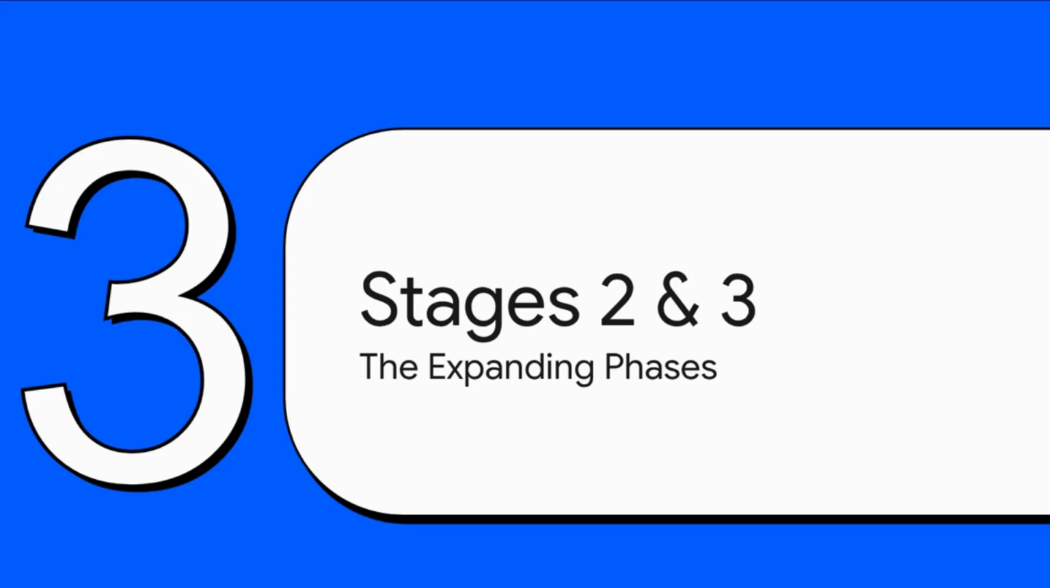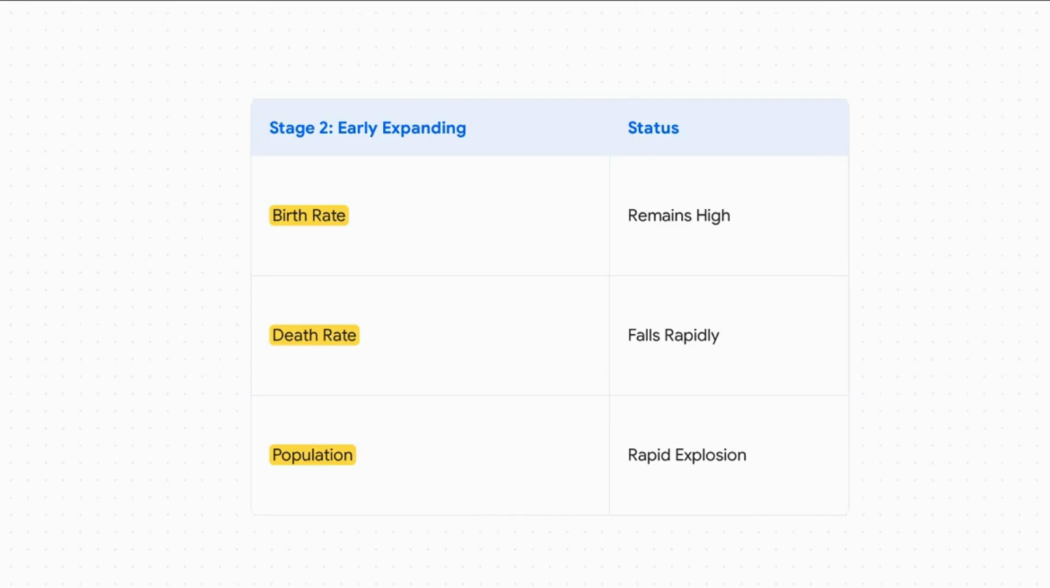Okay, now we're getting to the most dramatic part of the whole cycle, the expanding phases. This is where everything starts to change, and fast. So in stage 2, something huge happens. The birth rate, it stays high. Come on, social norms, traditions, those things take forever to change. But the death rate, it starts to fall off a cliff. And what do you get when you have tons of babies being born, but people stop dying so young? You get a population explosion.